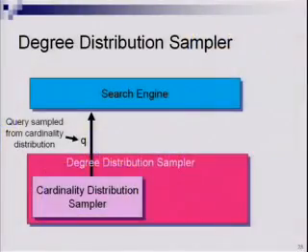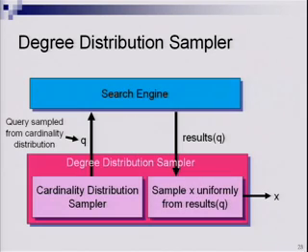So now, how do we sample documents by degree? Given what I told you, it's easy. We somehow sample queries now from the pool proportionally to their cardinality, and we'll talk about in a second how we do that. We submit the query to the search engine, get back results, and pick one of the results uniformly at random. And by the analysis shown in the previous slide, this really gives you samples from the degree distribution.